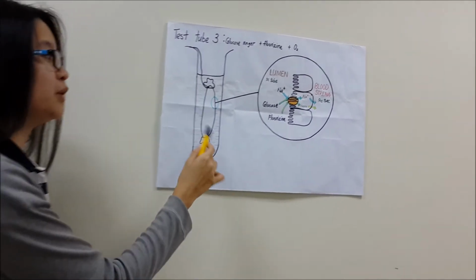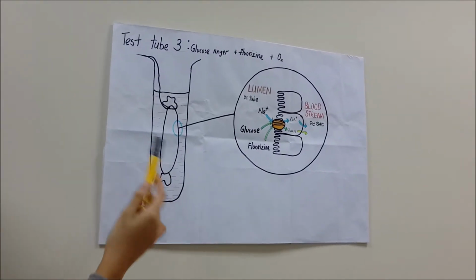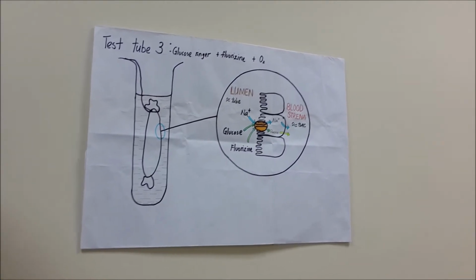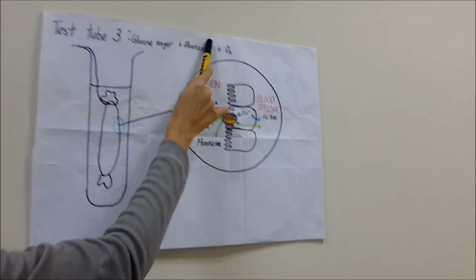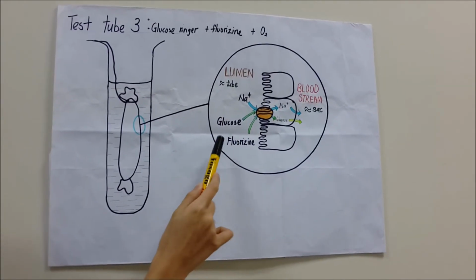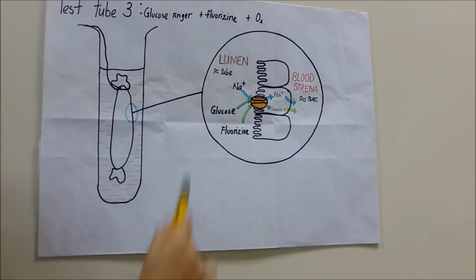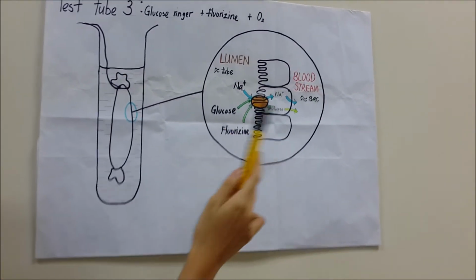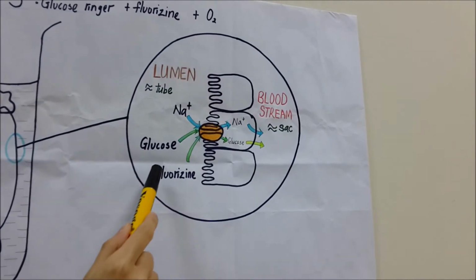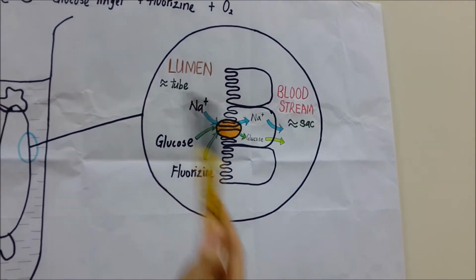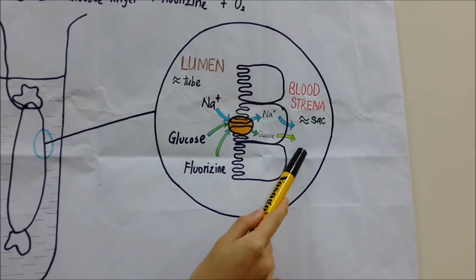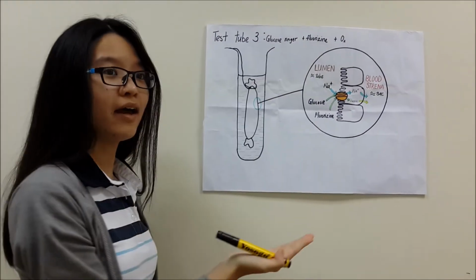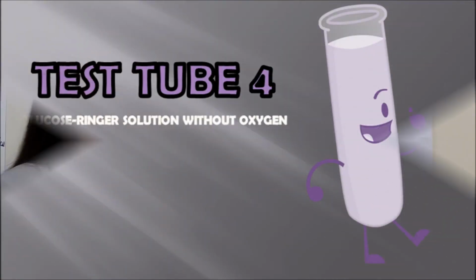However, the difference between glucose concentration in the tube and sac is not as large as the difference in tube 1. This is due to the presence of fluorescein, which has a similar configuration to glucose. Thus, fluorescein acts as a competitive inhibitor. So, glucose needs to compete with fluorescein for the binding site in order to be transported into the sac. That is why glucose can still be transported into the sac, but in a smaller quantity.